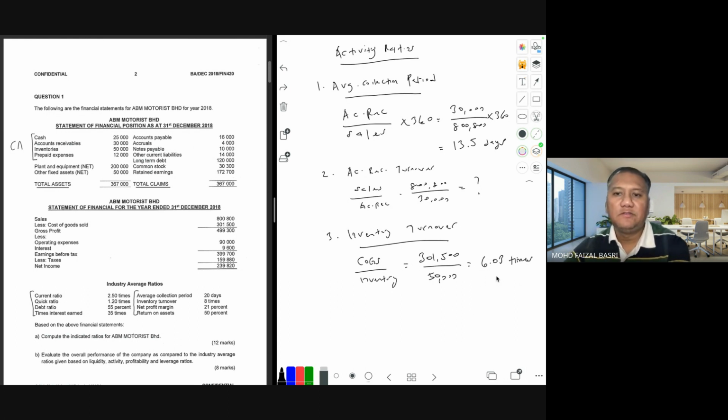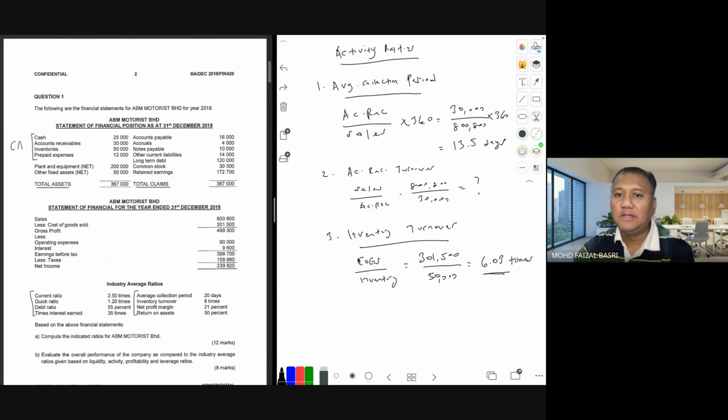Okay, so for inventory turnover, unfortunately for this company, this ratio, 6.03, is lower than inventory turnover of the industry average. Walaupun ACP dia faster than the industry average, however, the inventory turnover is lesser. Sebab apa? The turnover ratio, as I mentioned, the higher the better. So dalam case ni, the industry average is better, 8 times. Tapi bila kita nak comment, we always comment based on the company yang you tengah buat analysis. So in this case, our company of analysis is ABM. So we always comment on this ABM motorist punya point of view.